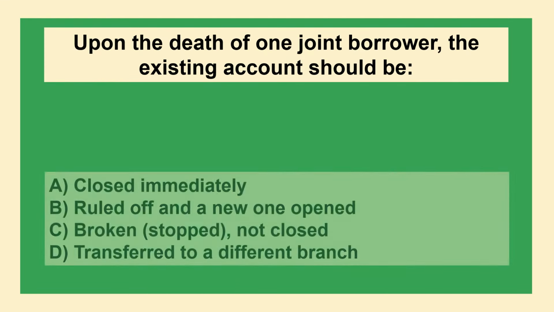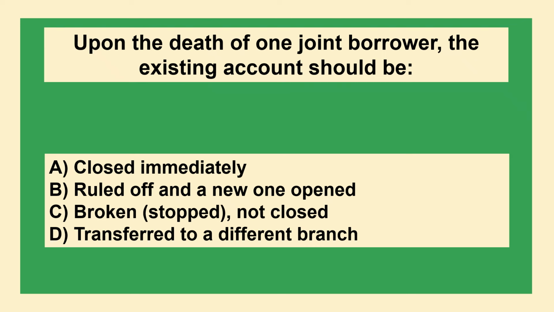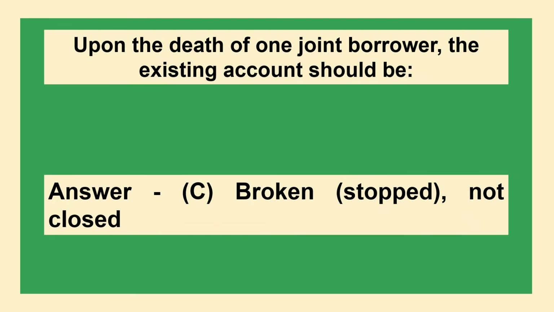The next question is upon the death of one joint borrower, the existing account should be option A closed immediately, option B ruled off and a new one opened, option C broken, stopped, not closed, option D transferred to a different branch. And the correct answer is option C broken, stopped, not closed.